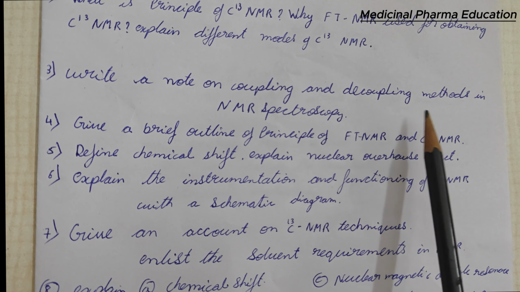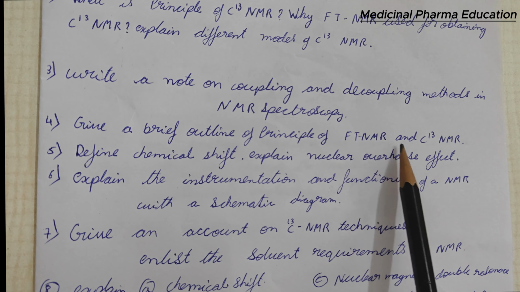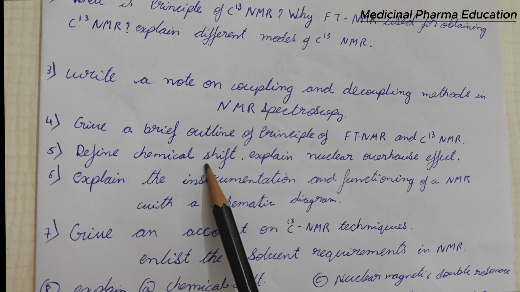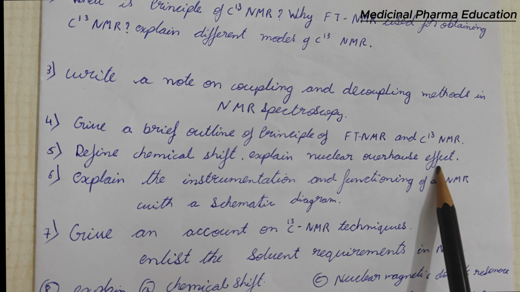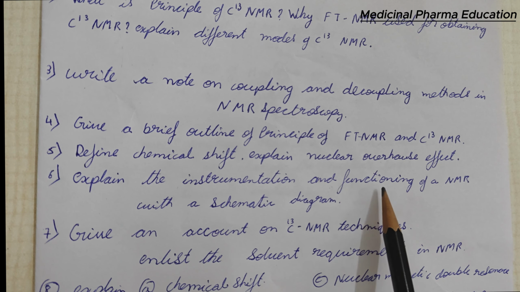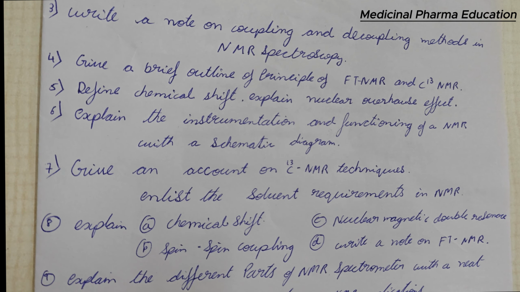Write a note on coupling and decoupling methods in NMR spectroscopy. Give a brief outline of the principle of FT NMR and C13 NMR. Define chemical shift and explain nuclear Overhauser effect. Explain the instrumentation and functioning of NMR with a schematic diagram. Next, give an account of C13 techniques and list the solvent requirements in NMR spectroscopy. Next, explain chemical shift, spin-spin coupling, nuclear magnetic resonance. Write a note on FT-NMR.